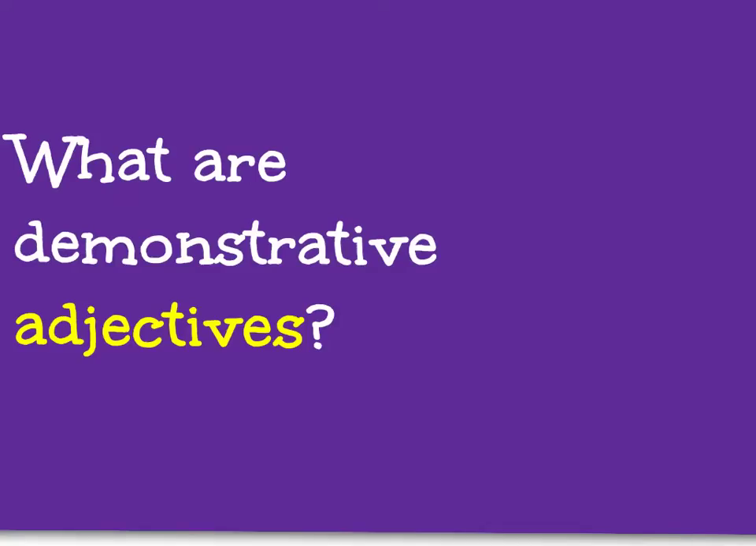So what are demonstrative adjectives? These indicate where someone or something is located in relationship to the speaker. They describe a noun that follows and do not have any accents on them. They also precede a noun and must agree in number and gender.